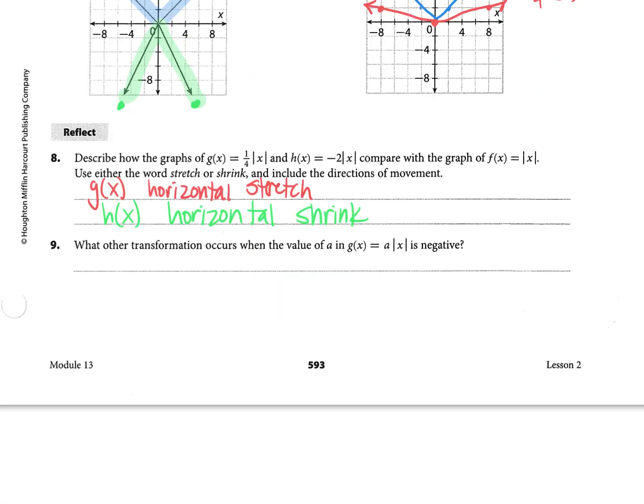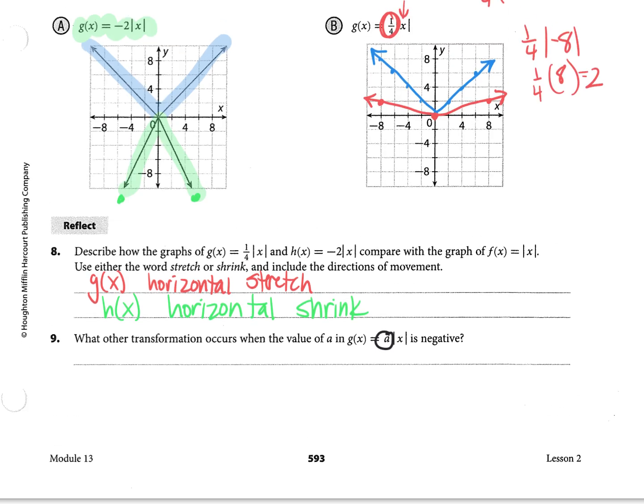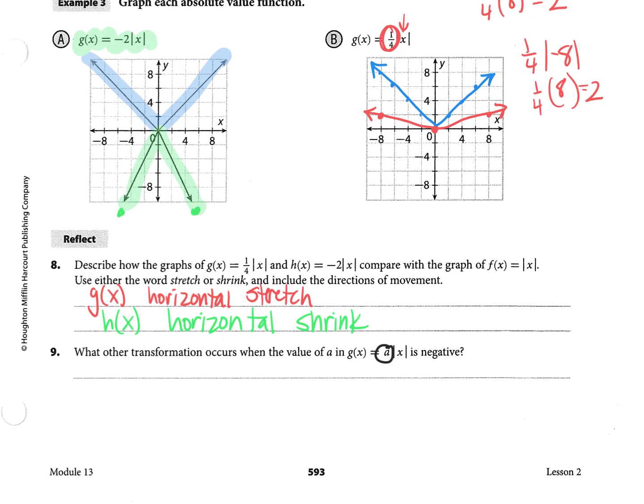What other transformation occurs when the value of a is a negative? When it's negative, it reflects the parent function over the x-axis. It flips it over.